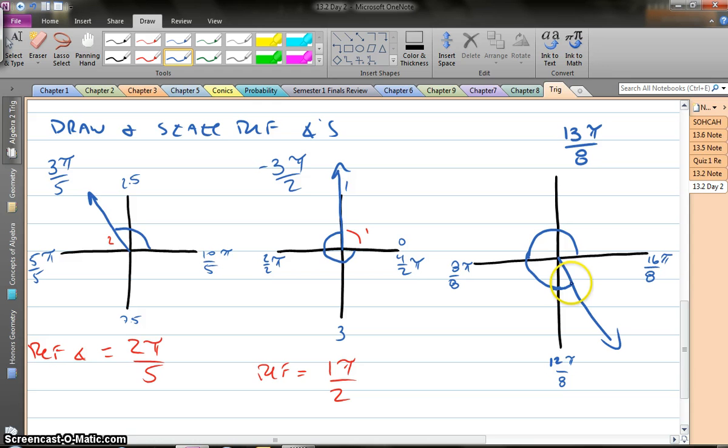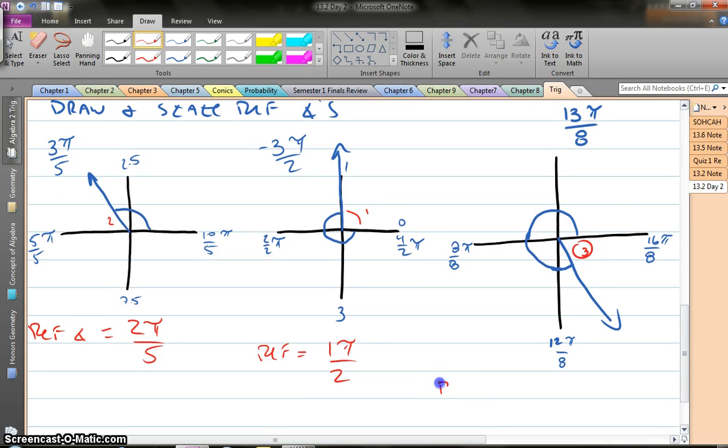Now, I went 13. How much is left over? How much is between 13 and 16? Well, 3 is left over. So my reference angle would be 3 pi. Your denominator stays the same, which is 8. All right? Whew, that was fun.